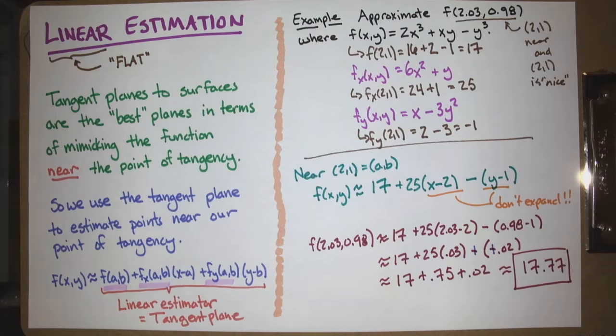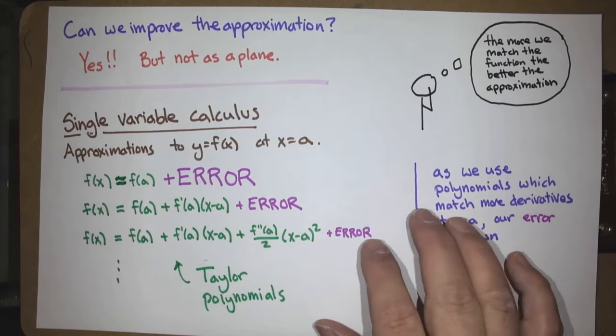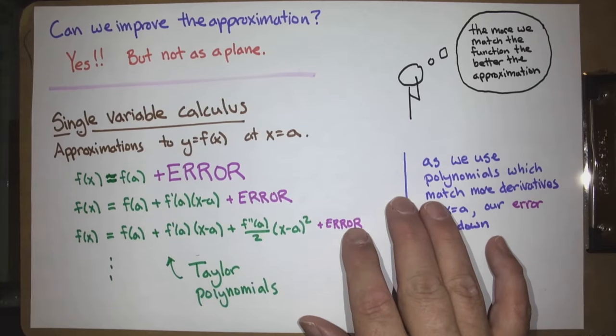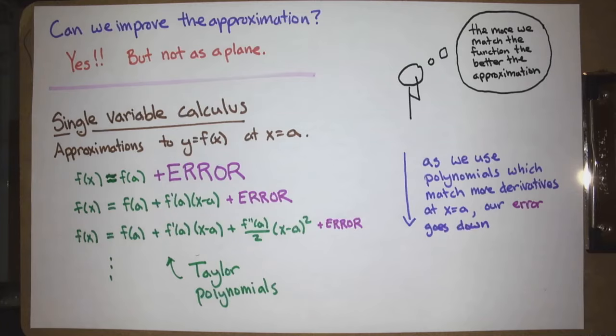And on a side note, identifying these problems tends to be pretty straightforward. Look for words like approximate or estimate. That gives it away. All right, any questions on this problem? Well, you might say, can we improve the approximation? And the answer is yes, but not as a plane.